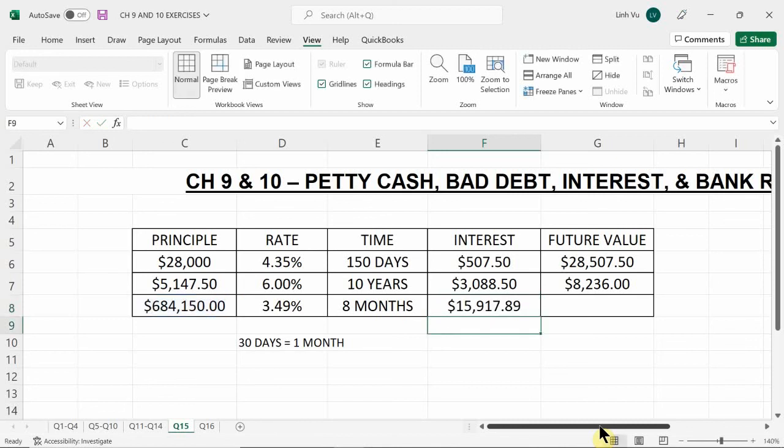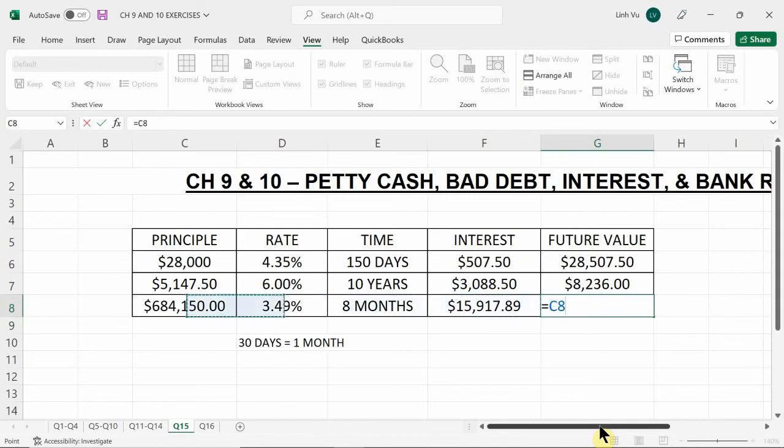I can't get my calculator up. That's a good guess. $15,000. So what would my future value be at the end of 8 months? The principal plus the interest. Okay, that gives you $700,067.89. Good.